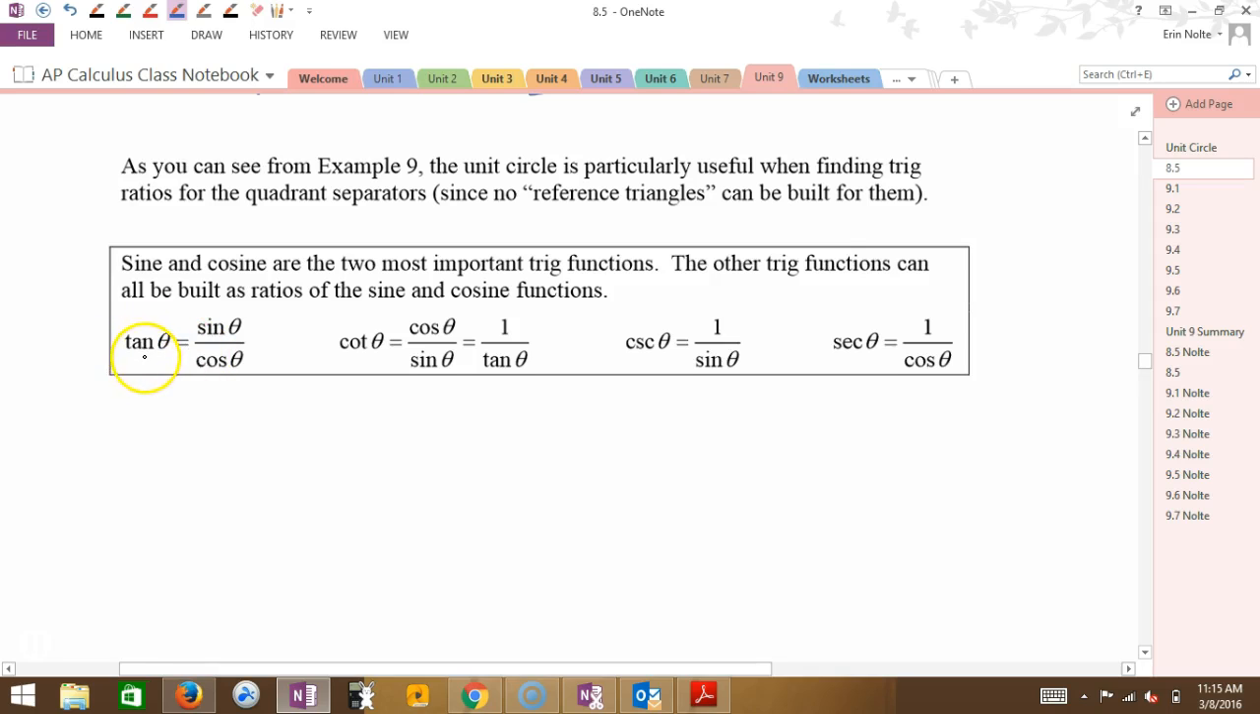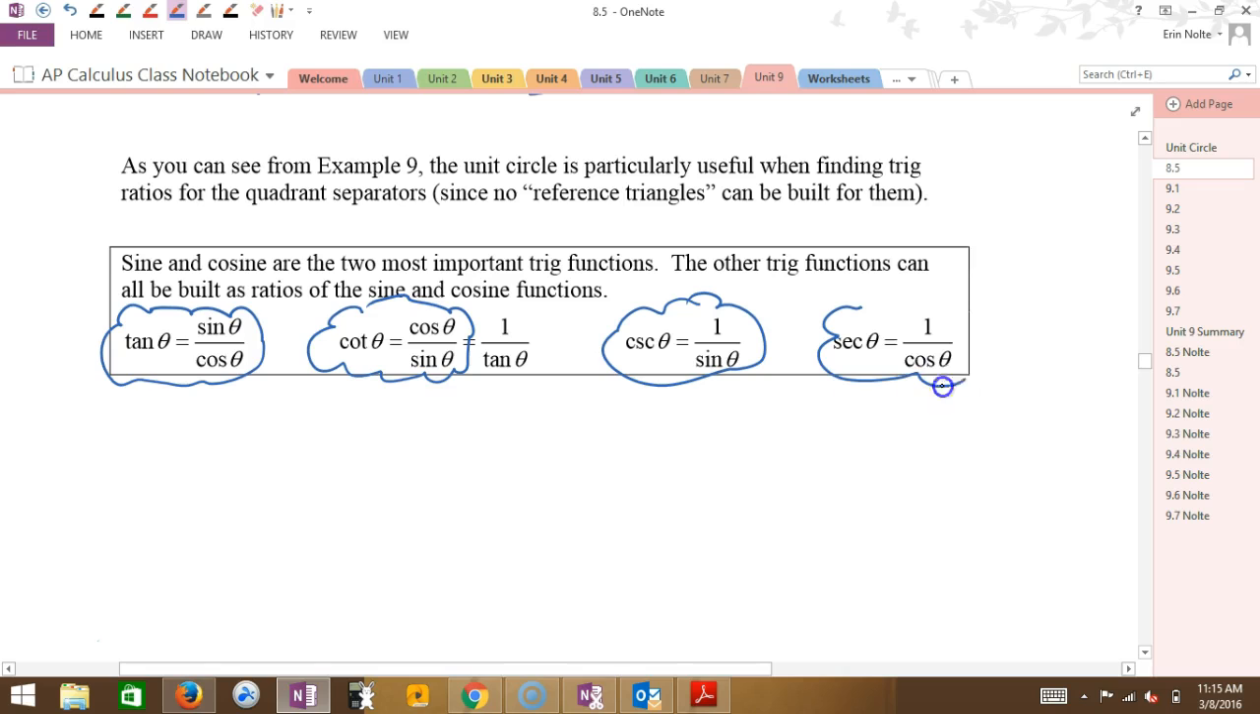So tangent, remember this. Tangent is sine over cosine, which is kind of like y over x if you think about the unit circle. Interesting. Cotangent is cosine over sine. It is the reciprocal of tangent. We knew that already. And same thing with these two. They're reciprocals, so we can convert those into sines and cosines.